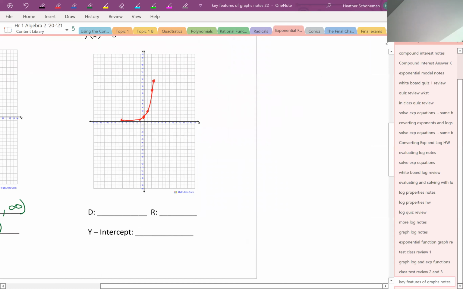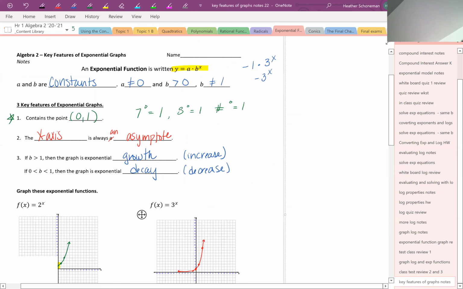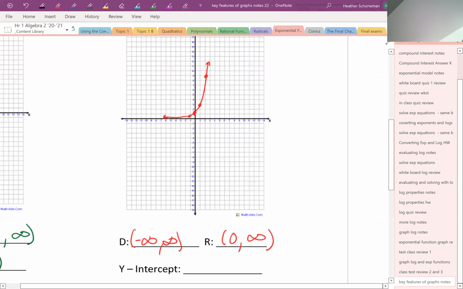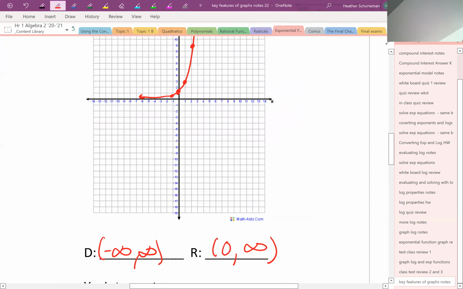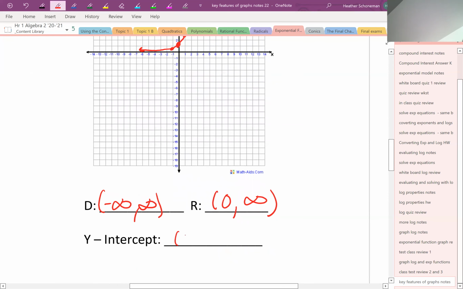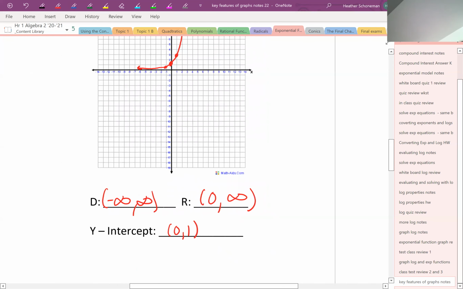Okay, now that we see this, our domain goes from left to right. So our domain is going to be all real numbers. Our range goes from the bottom up, so we have nothing, and it starts at 0 and it never stops growing up, so it goes from 0 to infinity. The y-intercept is right here where it crosses the y-axis, and it's at the point 0, 1. Okay.